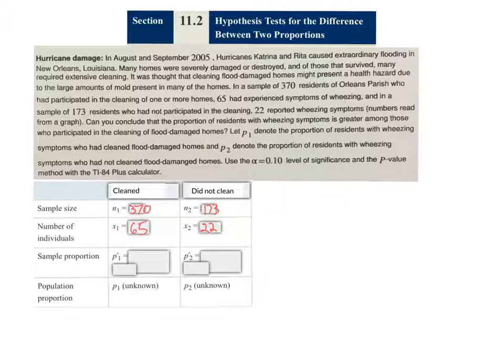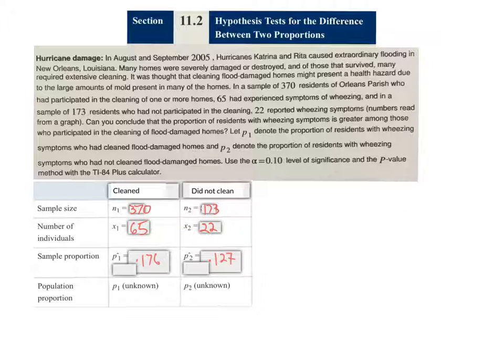Let me do that again. 65 divided by 370. For this sake, I'm going to round. I'm going to say about 0.176. All right, and then I'm going to take the 22 and divide it by 173. And I'll say that's about 0.127. So there's my P sub 1 hat and P sub 2 hat.